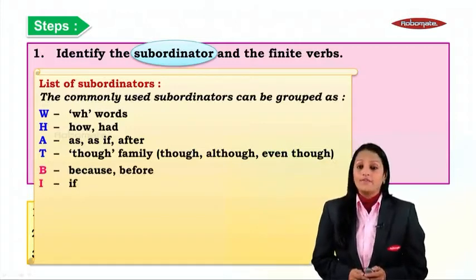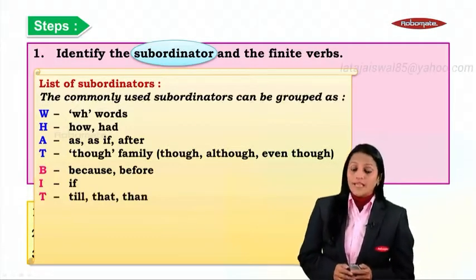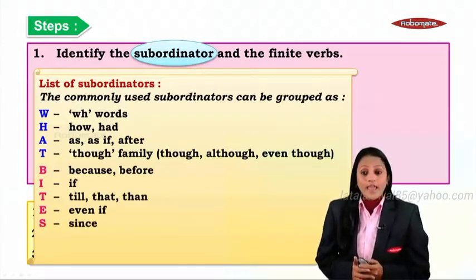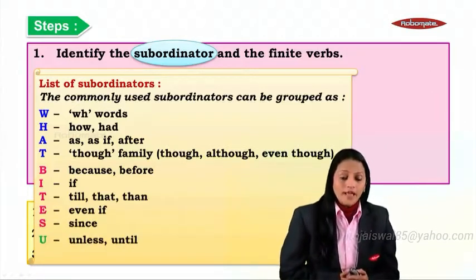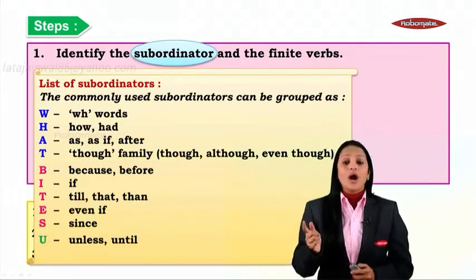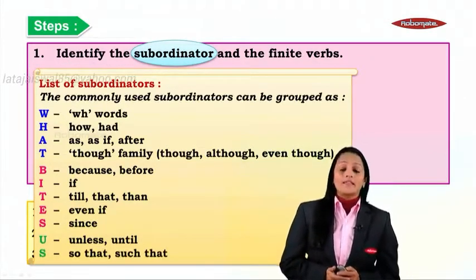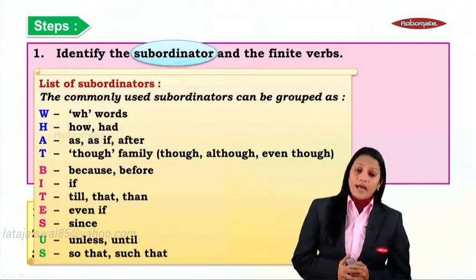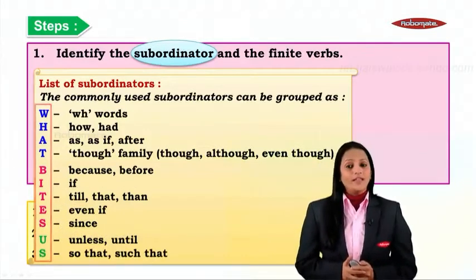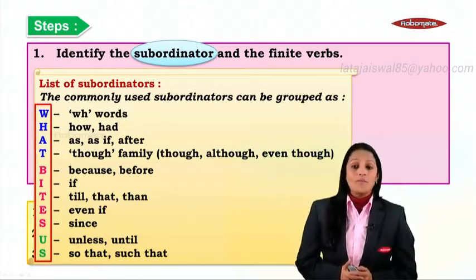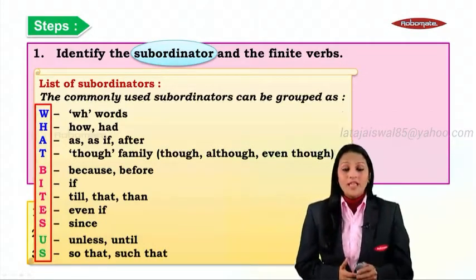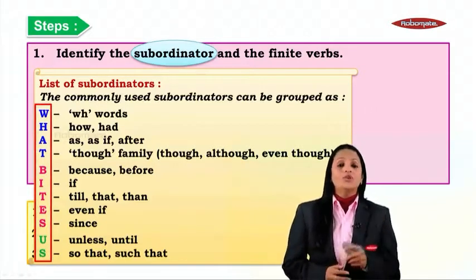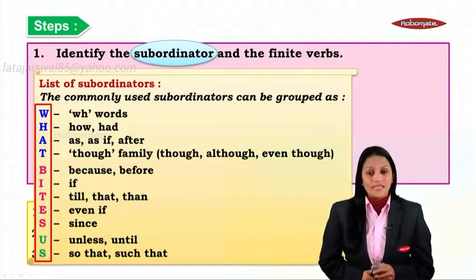And I stands for if. Then we have T: till, that, than. E: even if. S: since. And there again we have something else, that is U: unless, until. And S again: so that, such that. Students, how are you going to remember that? Very simple. Look at that code there. What bites us? If you remember this and then read your subordinators three or four times, you will be able to recognize your subordinators easily.